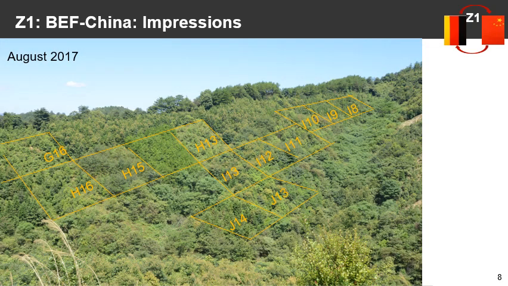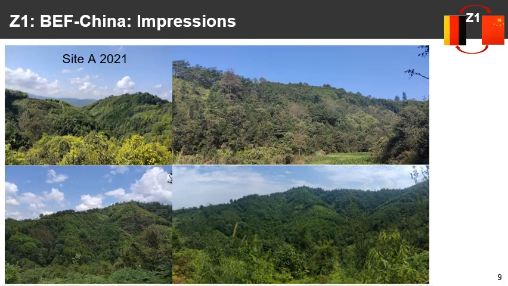This changed. This is a photo 8 years later, and you see that the canopy is closed, and you also see probably some different diversity plots. This is site A today in summer, which is a beautiful subtropical and highly diverse forest.